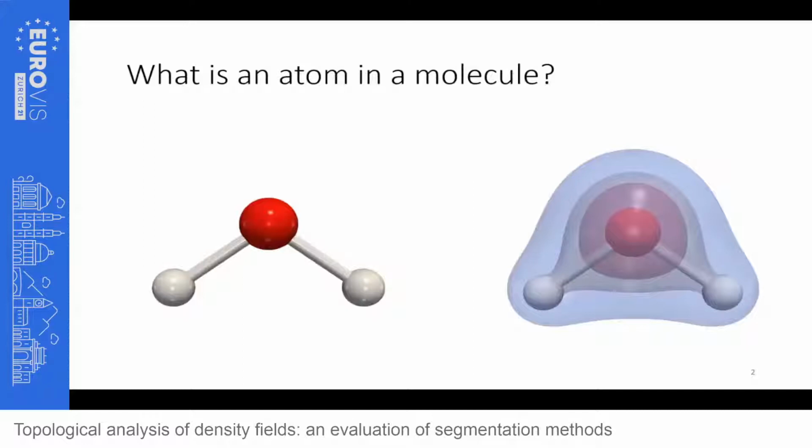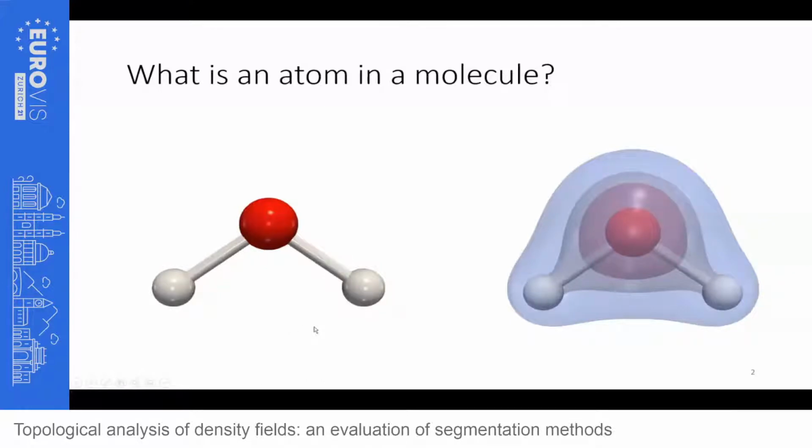Let us begin by asking a simple question. What is an atom in a molecule? The usual way to represent a molecule is by using the so-called ball and stick model where atoms are modeled as balls and bonds as sticks. In the case of the water molecule, the oxygen atom is a red ball and the hydrogen atom is a white ball. But this way of representing a molecule ignores a lot of its properties.